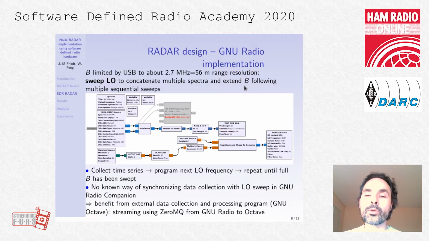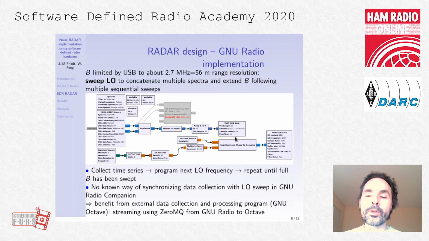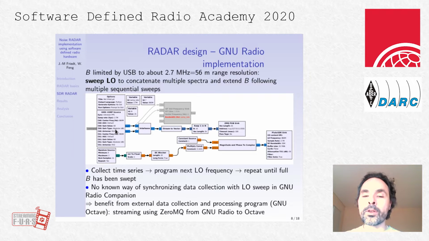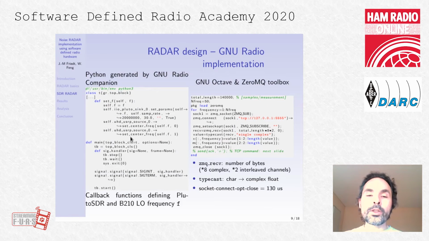And so we would like to give orders to the local oscillator to sweep both the B210 and the PlutoSDR local oscillators. I don't know how to do this from GNU Radio, and furthermore, I don't know how to tell GNU Radio to only analyze the data when the local oscillators are stable and not to analyze the data when the local oscillators are reprogrammed. So this is why we use these multiple frameworks. We're going to use Octave for processing, Python for programming the local oscillators, and the Python code has been generated from the GNU Radio Companion. So this is how it looks like.